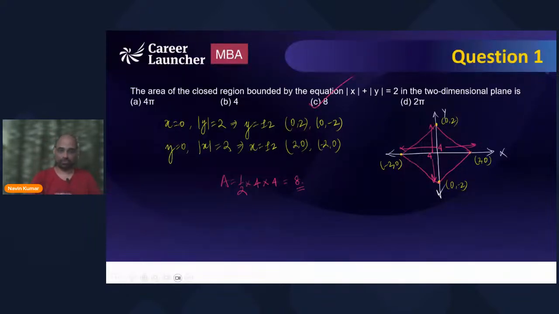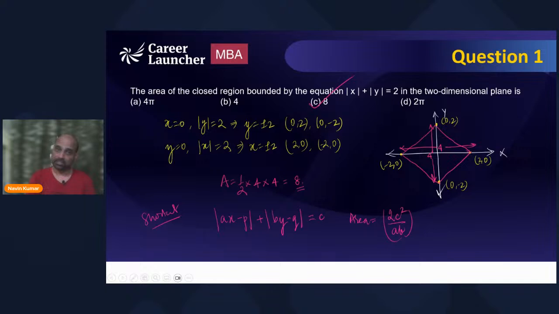There is another way to solve such questions. I'll give you a shortcut for this. If you ever come across a similar question of the form mod of AX minus P plus mod of BY minus Q is equal to C, where you have got X in modulus and Y in modulus with some coefficient or constant within them, then the area is directly given as 2C square upon AB, independent of P and Q that are inside the mod.